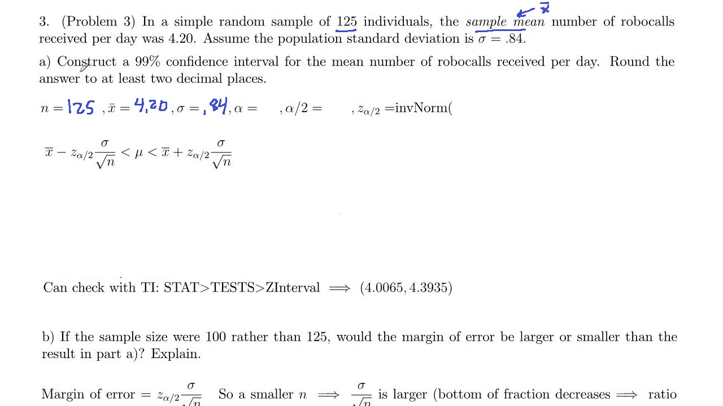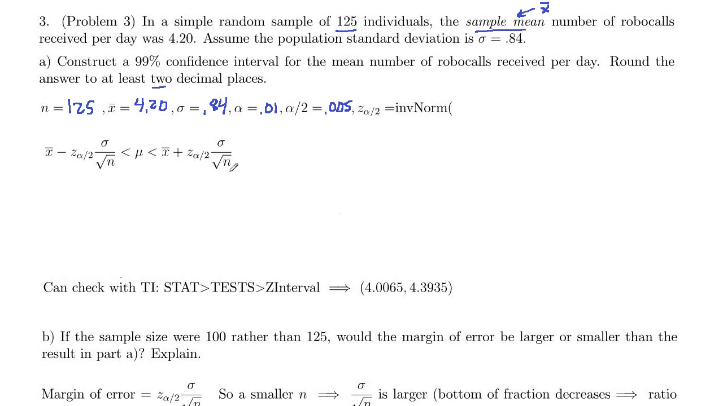We are going to first construct a 99% confidence interval for the mean number of robocalls received per day and round to 2 decimal places. So a 99% confidence interval means that our alpha is 0.01, and so our alpha over 2 is 0.01 over 2, 0.005.